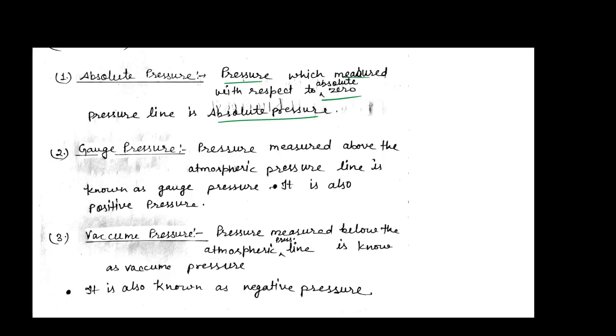Okay, second one is the gauge pressure. Pressure measured above the atmospheric pressure line is known as gauge pressure. It is also known as positive pressure because it is moving upwards, it is not going downward.